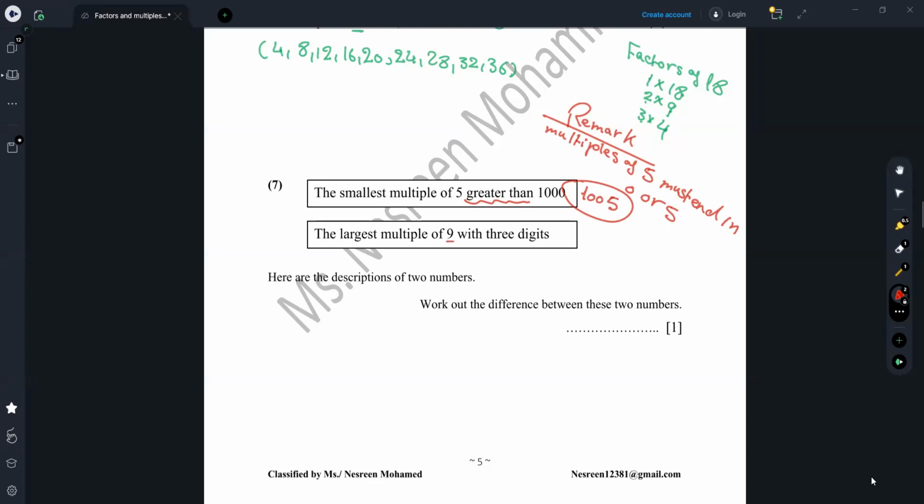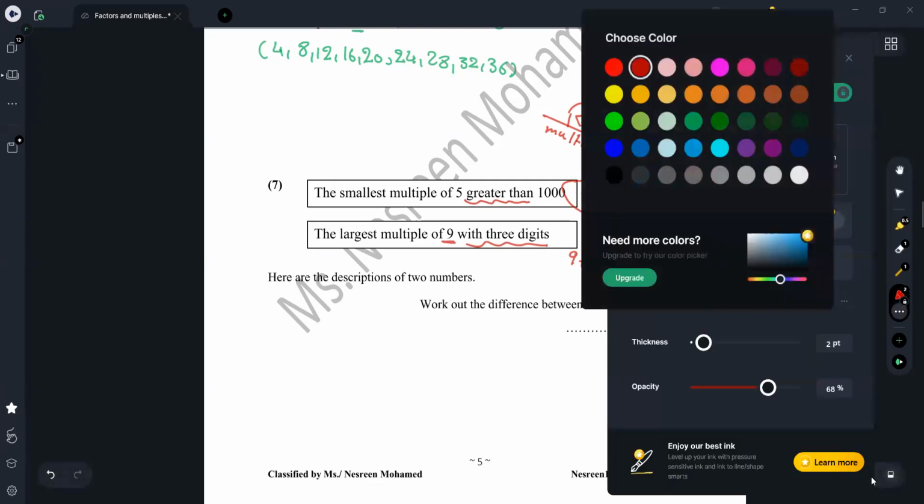The largest multiple of 9 with 3 digits is 999. But how can we know the multiples of 9? The sum of the digits must be a multiple of 9. Here, 9 plus 9 plus 9 equals 27. 27 is a multiple of 9, so the whole number 999 will be a multiple of 9.